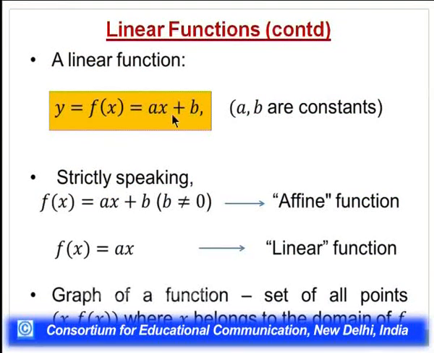Right, so let us talk a little bit about the conceptual notion of a linear function. A linear function between two variables x and y is given by f of x equal to ax plus b, where both a and b are constants. Strictly speaking, the function f of x equal to ax plus b, where b is not equal to 0, is referred to as an affine function.